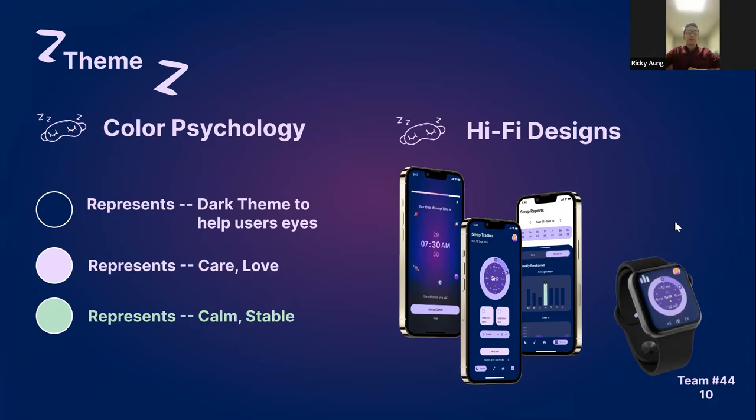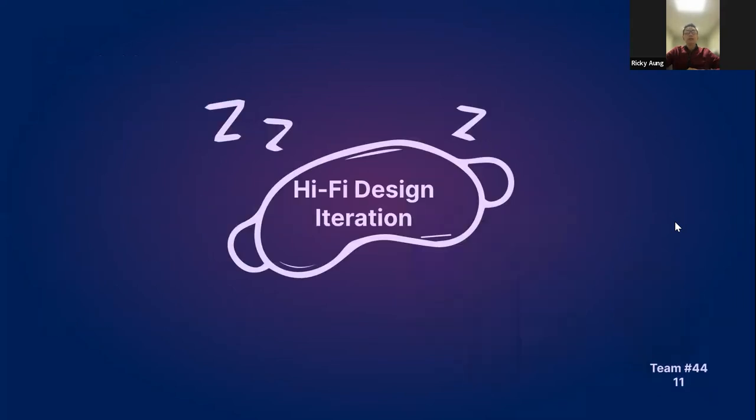And also we use the pink color, which represents care and love, and the green color represents calm and stable. So then we go into the high fidelity design stage. When we design the high fidelity design, we consider not only the mobile screens, we consider the watches as well, so that the user can use the application not only on mobile devices, but also on the watches so that they can use it anytime.